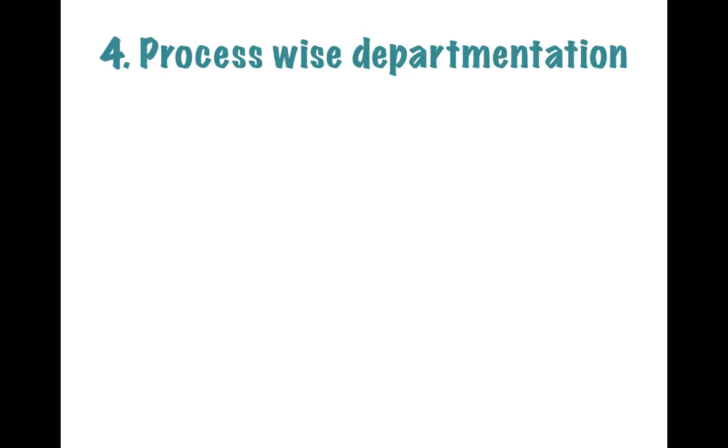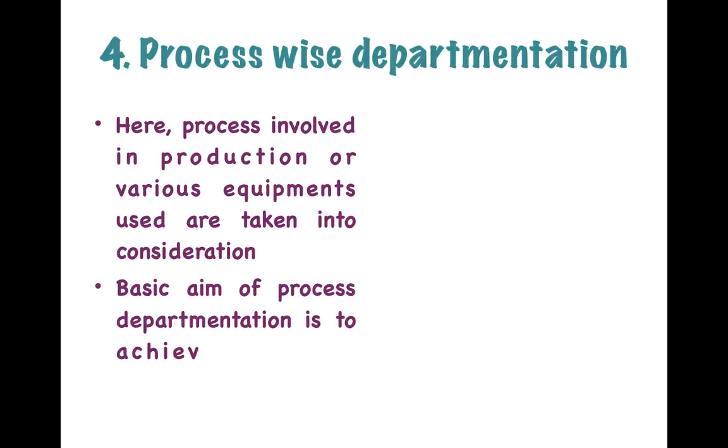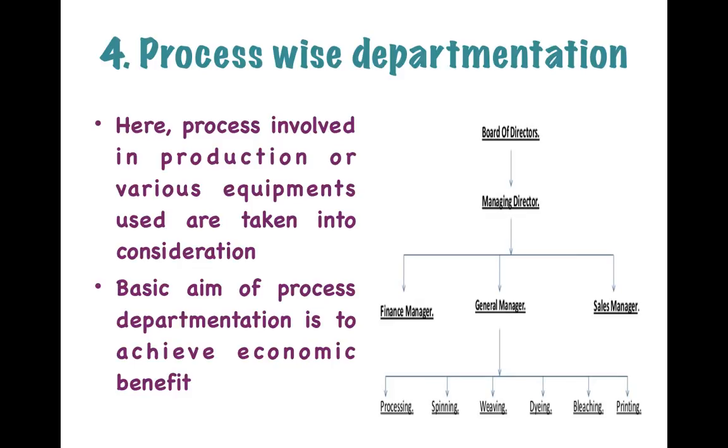Now let's have a look at the fourth type of departmentation, which is known as process-wise departmentation. Here, the process involved in production or various equipments used are taken into consideration. Basic aim of process departmentation is to achieve economic benefit. So example here, again the hierarchy is there and the general manager, let's say if it is a cloth manufacturing firm, so they have divided the work into different processes. So we can have a processing department, we can have spinning, weaving, dyeing, bleaching and printing. So all these different departments have been divided on the basis of the process that they are performing.